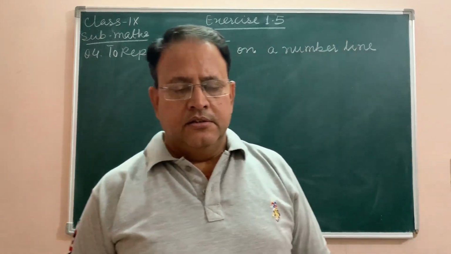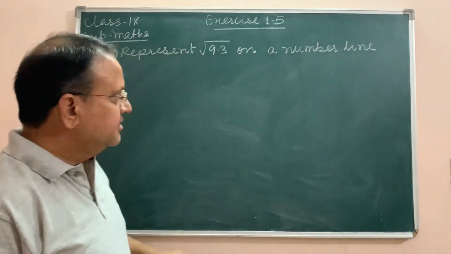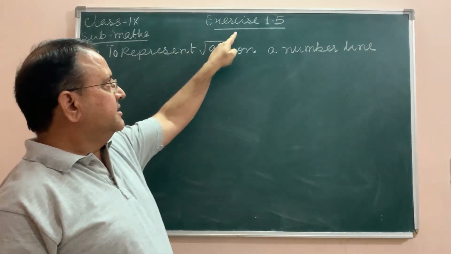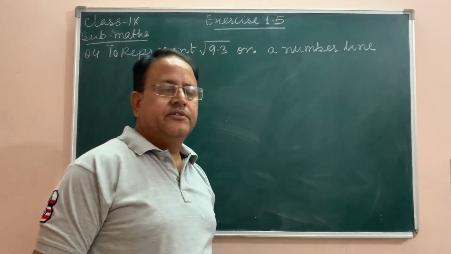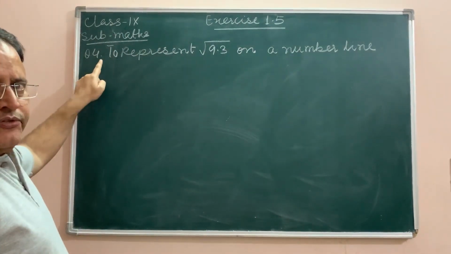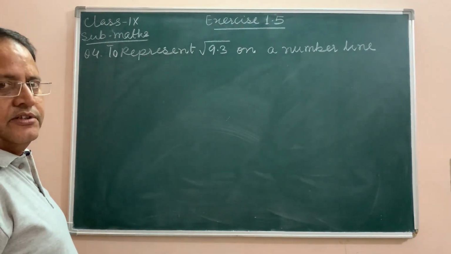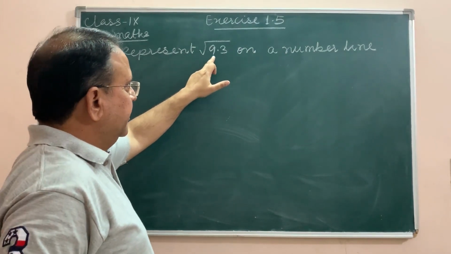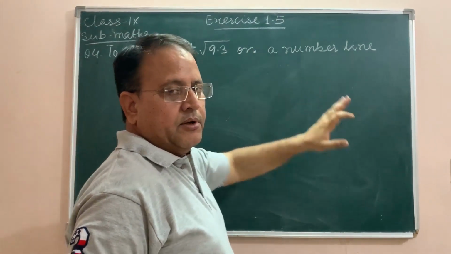Hello everyone. Again you can see class is ninth, subject is maths, exercise is 1.5. And today we are going to do question number 4 of exercise 1.5. And what is question number 4? To represent square root 9.3 on a number line.